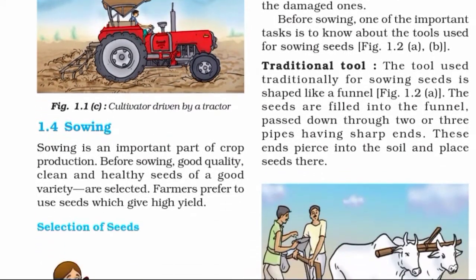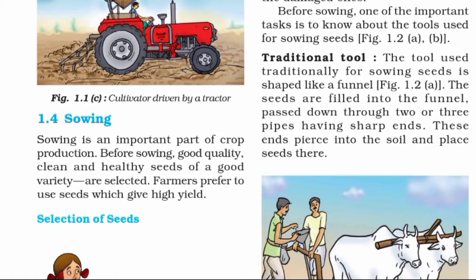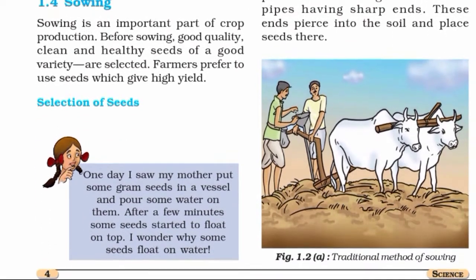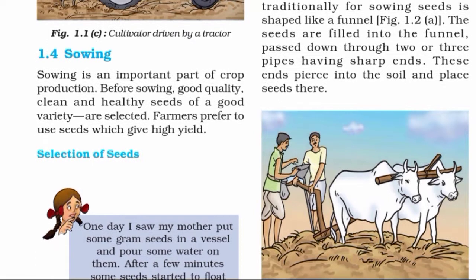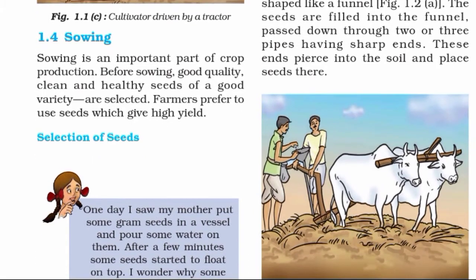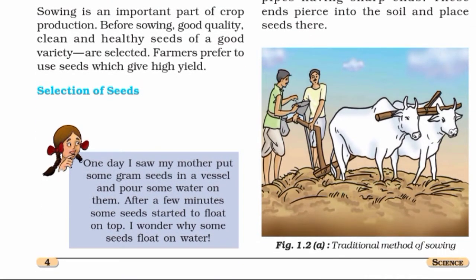Before sowing, one of the important tasks is to know about the tools used for sowing seeds, as shown in Figure 1.2a and b. Traditional tool. The tool used traditionally for sowing seeds is shaped like a funnel, as shown in Figure 1.2a. The seeds are filled into the funnel, passed down through 2 or 3 pipes having sharp ends. These ends pierce into the soil and place seeds there. Figure 1.2a. Here you can see the traditional method of sowing.